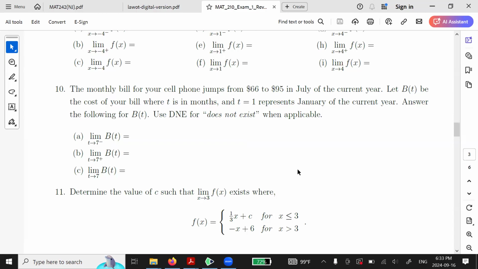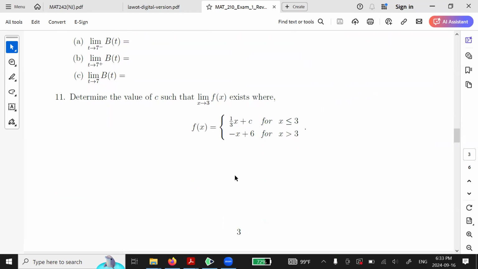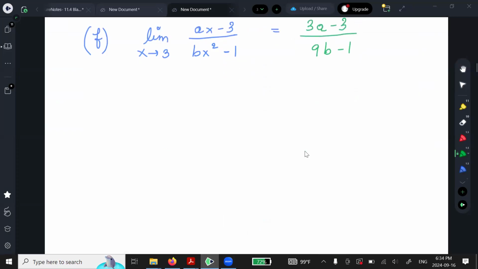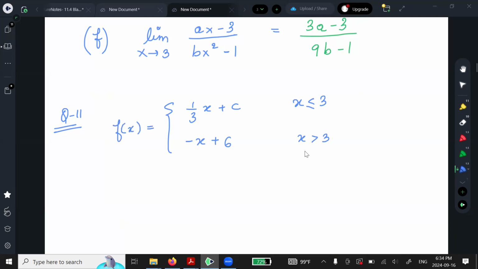Back row, all good? Okay, now this is the question where I asked you in the group work also. Limit exists means what? If I give you a piecewise function, this is question number 11. I have a piecewise function 1 over 3x plus c, negative x plus 6. This is very important. For x less than equal to 3, for x greater than 3. Okay. I say the limit at 3 exists.